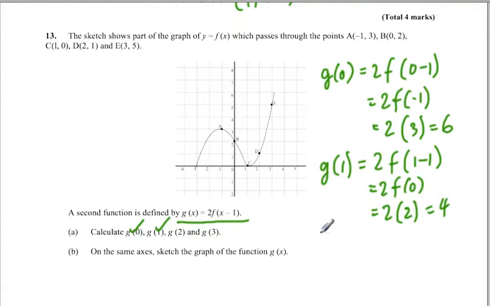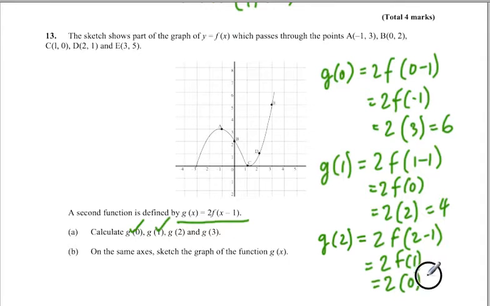Okay, g of 2 is equal to, same thing. So 2 times f of 2 minus 1, it's equal to 2 times f of 1. And f of 1, if you observe here, this is f of 1, its y value is 0. So it's basically 2 times 0, which is equal to 0.